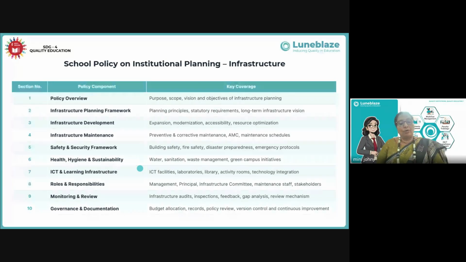Governance and documentation. Budget allocation. Keep the record of that. Review the policies. Version control and continuous improvement. Track version control. Track the things. Sometimes what happens, the complete record will wash away. So version control and continuous improvement. Are you all okay? Can we go further?